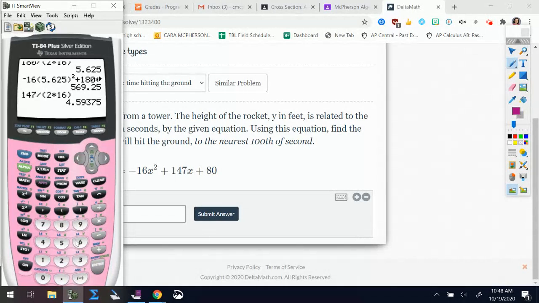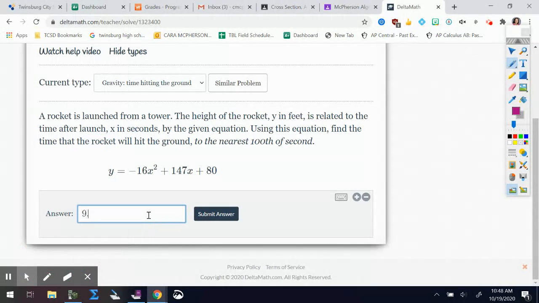It's going to take that exact same amount of time to get to the ground because the vertex is that midway point on the path of this rocket. So if I take that answer and double it, that is going to tell me when it hits the ground. It wants the nearest hundredth. So that's 2 decimal places. So it wants 9.19.